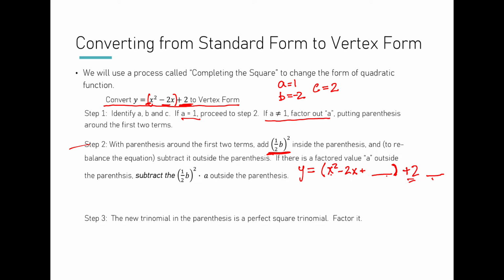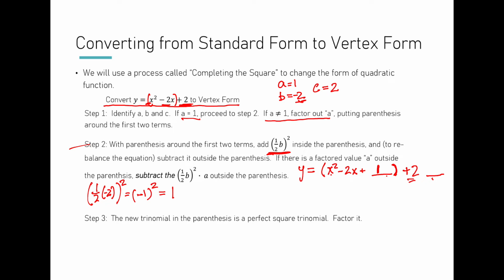We take half of b and we square it. Well, b is negative 2. So if I take 1/2 times negative 2, and then we square that result. So let's make sure I do that. We're squaring not just the negative 2, but the product of negative 2 and 1/2. So that gives me negative 1, which squared is positive 1 in this case. So I'm going to add that here in the parentheses.